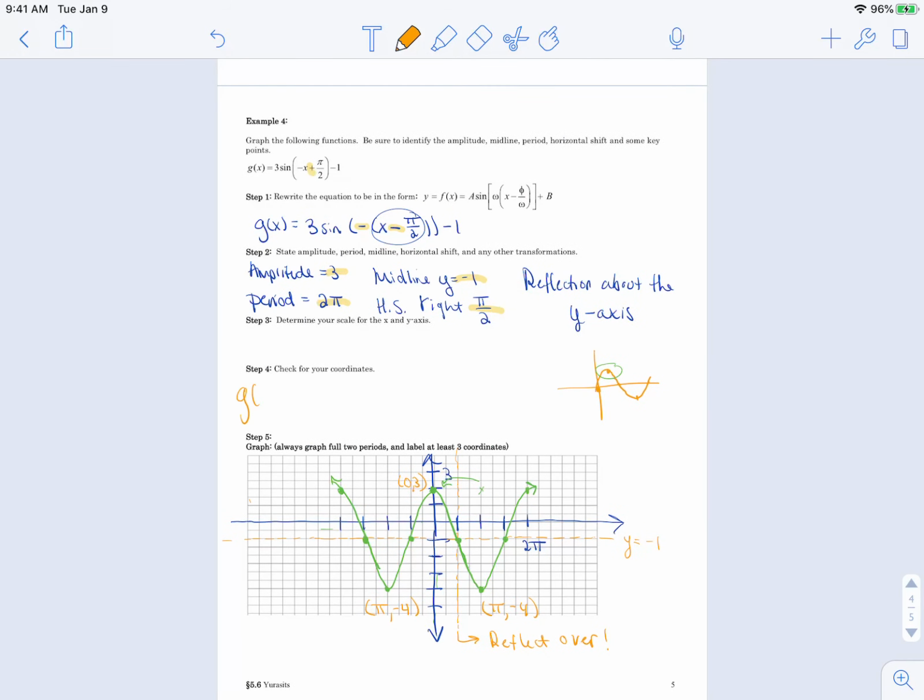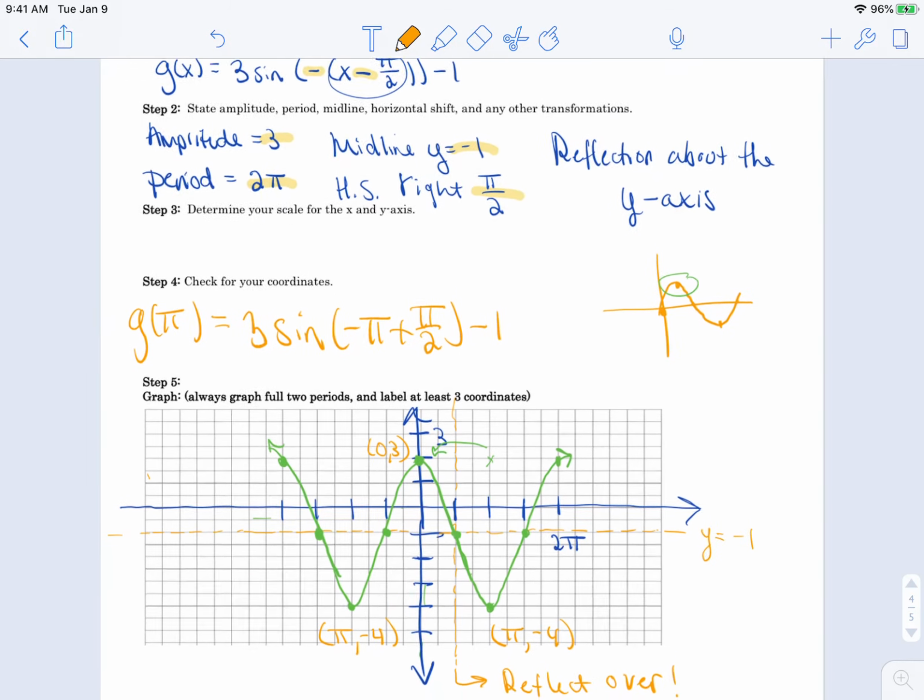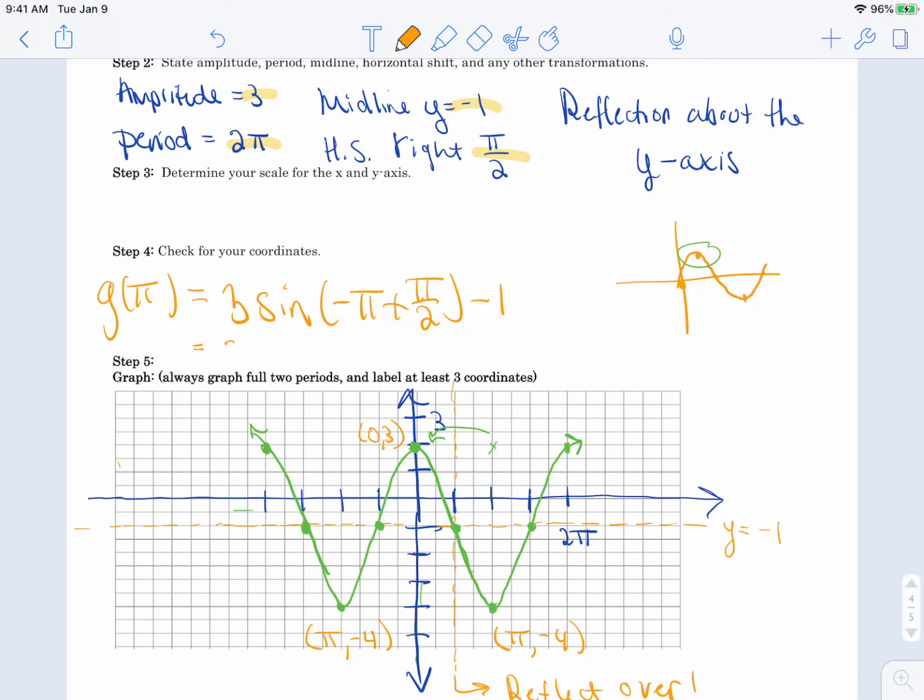G of 4. Oh, no, sorry. I want to put in pi. g of pi equals 3 times sine of negative pi plus pi over 2 minus 1. Okay, well, we get here 3 sine negative pi over 2 minus 1. Well, negative pi over 2 will give us -1 for sine, minus 1, and we get -4. Yay! Okay, see you next time.